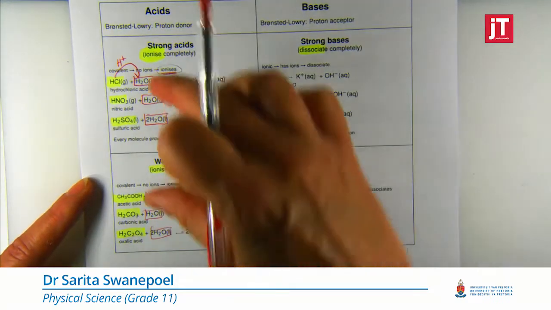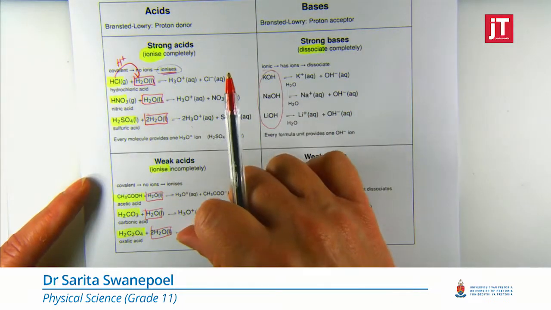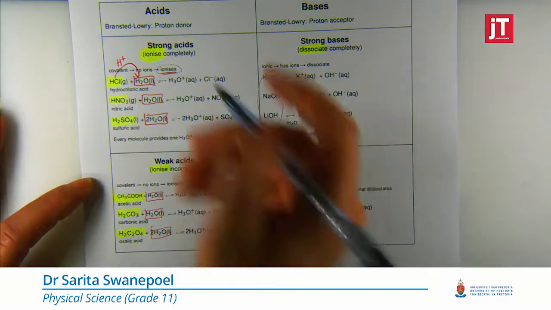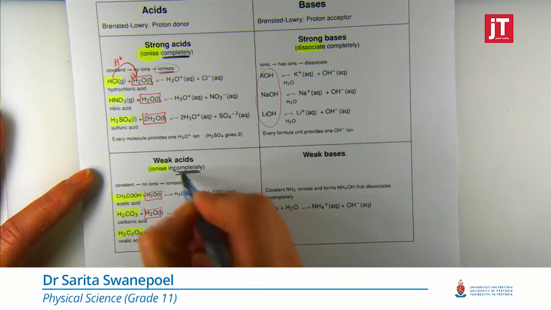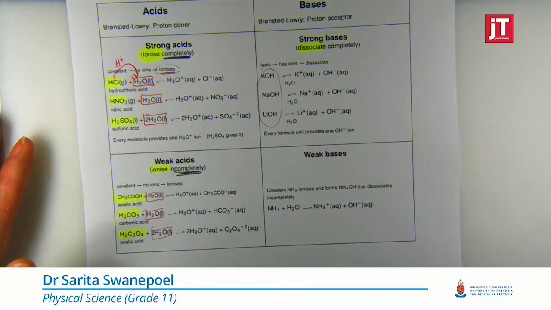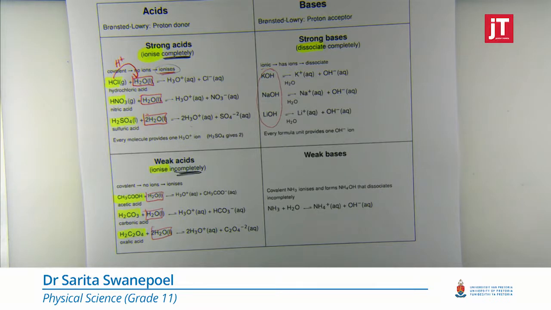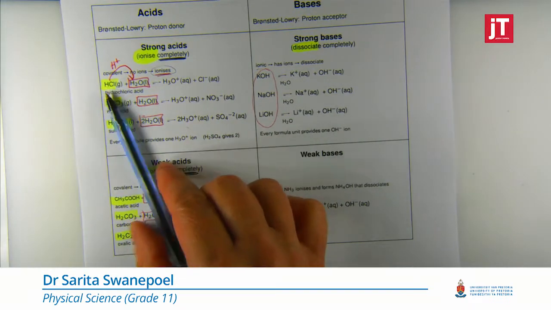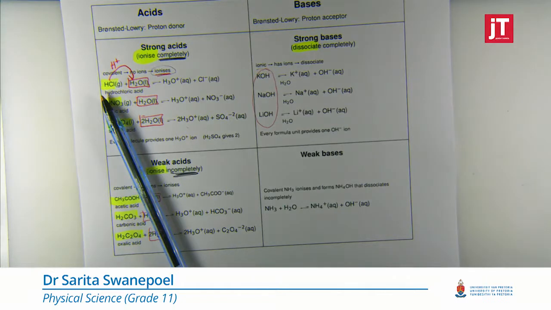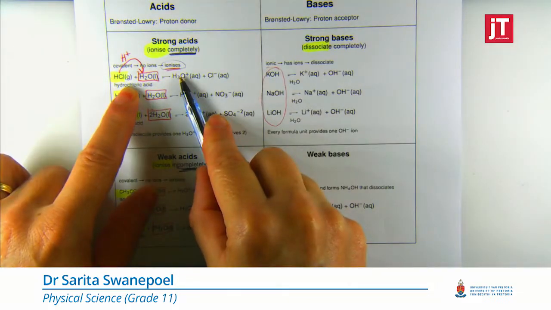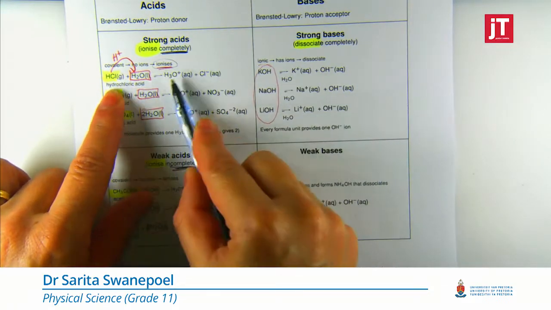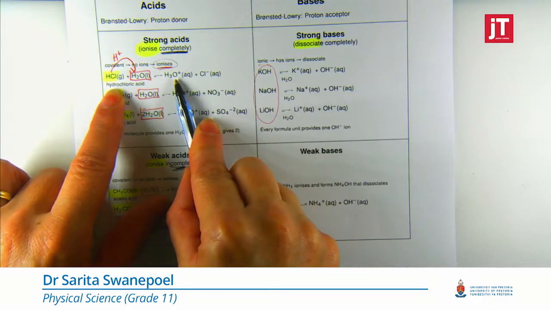Now, what is the difference between a strong acid and a weak acid? And that comes in the word completely, right? Strong acids ionize completely, weak acids ionize incompletely. Now, what does that mean? It means that if you put 1,000 hydrochloric acid molecules into the water, all 1,000 of those hydrochloric acid molecules will react. All 1,000 will form 1,000 H3O+ ions, right? So if I put 1,000 in, I get 1,000 hydronium ions out.